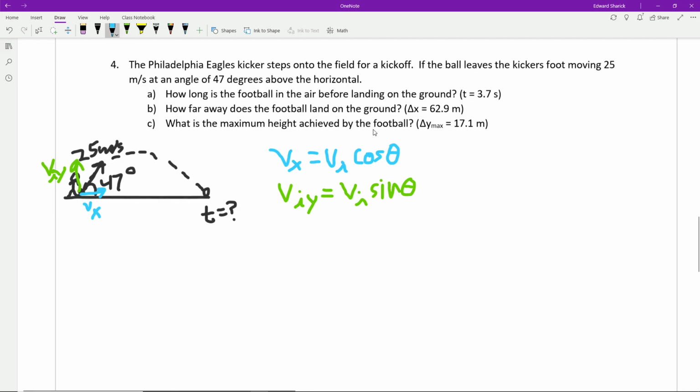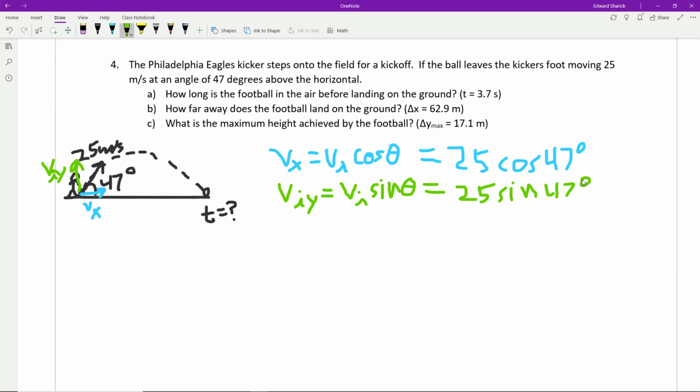All right, so you can go ahead and plug these numbers in. You're going to plug in 25 for the vi, your magnitude, cosine of 47 degrees, and same thing for viy, but it's going to be 25 sine of 47 degrees. All right, and you can plug these into your calculator and get numbers.